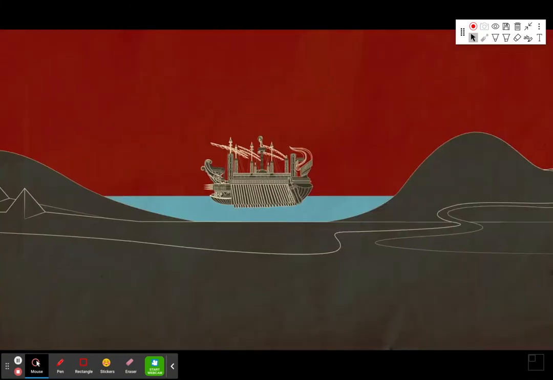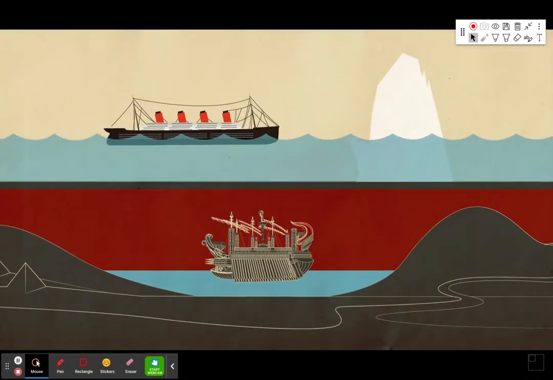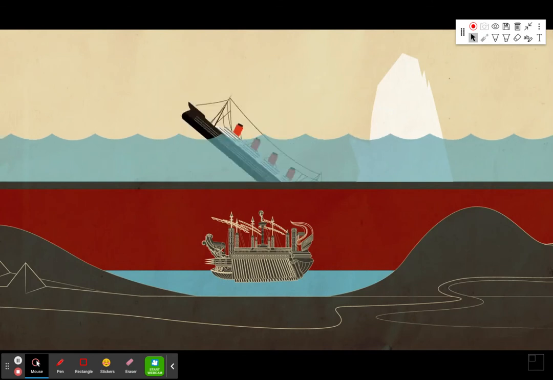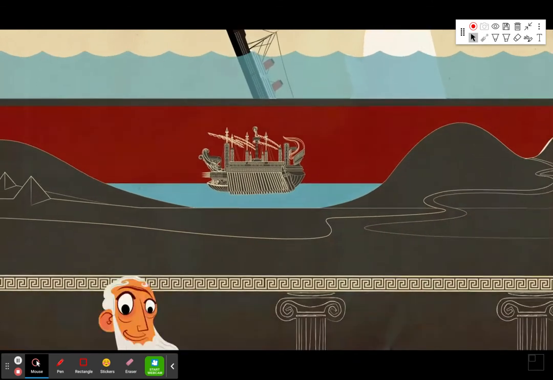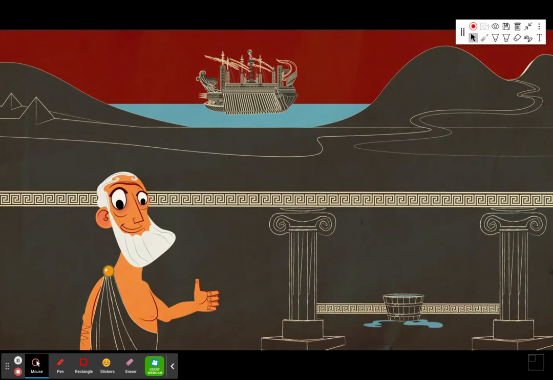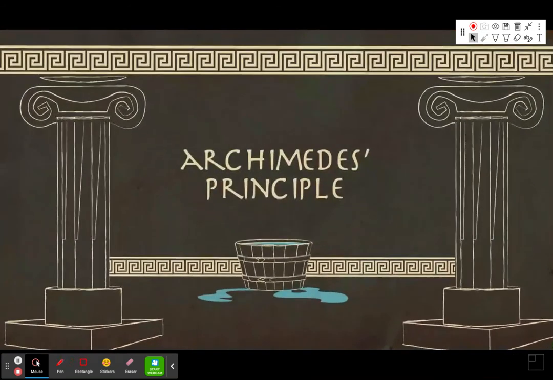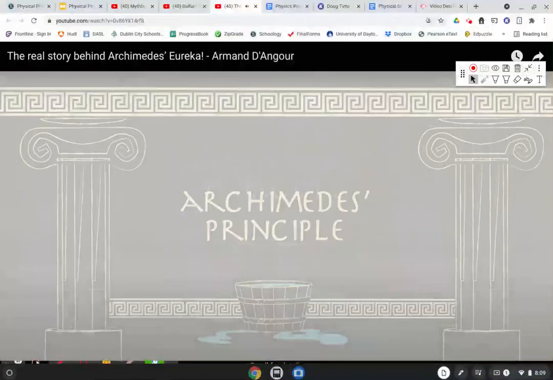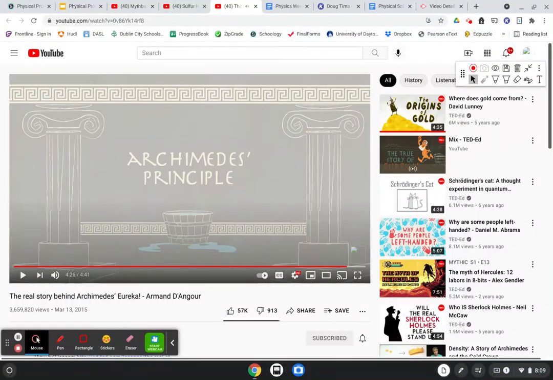This extraordinary vessel was the Titanic of the ancient world. Except without the sinking, thanks to our pal Archimedes. So Archimedes, pretty amazingly brilliant man.